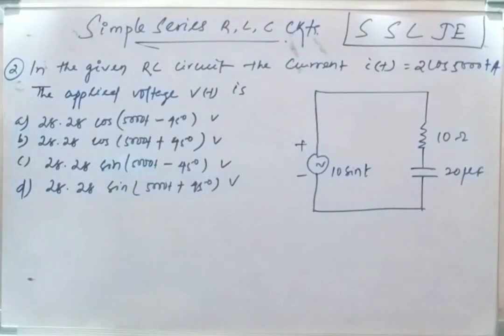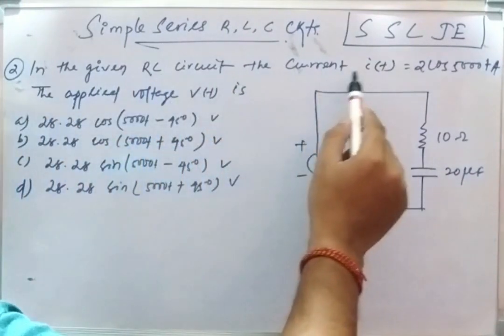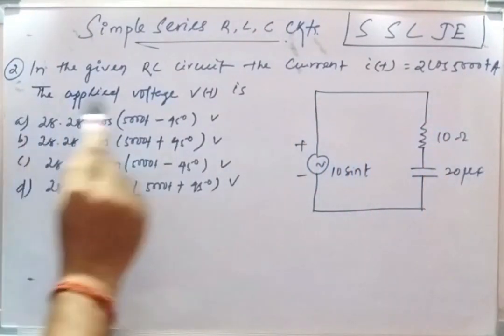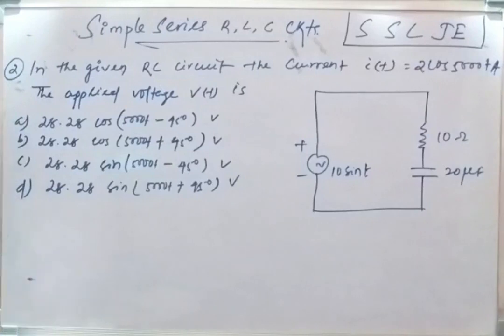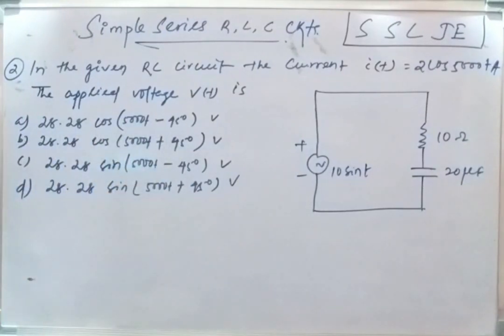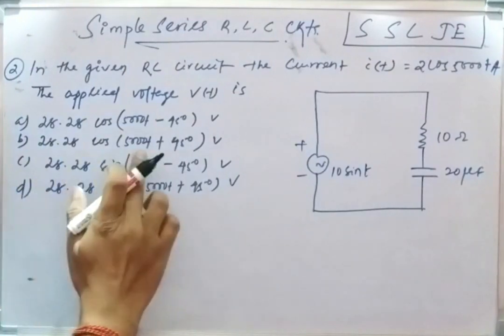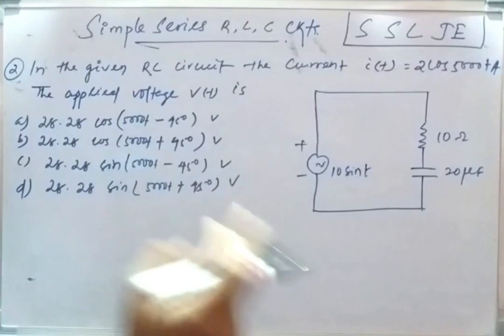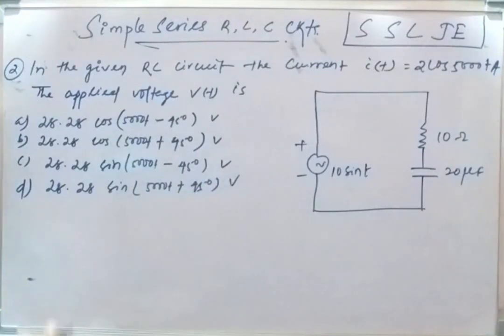So this is our second question. In the given RC circuit, the current IT is given as 2 cos 5000 t. The applied voltage VT is: A) 28.28 cos 5000 t minus 45 degree volt, B) 28.28 cos 5000 t plus 45 degree volt, C) 28.28 sin 5000 t minus 45 degree volt, and D) 28.28 sin 5000 t plus 45 degree volt.